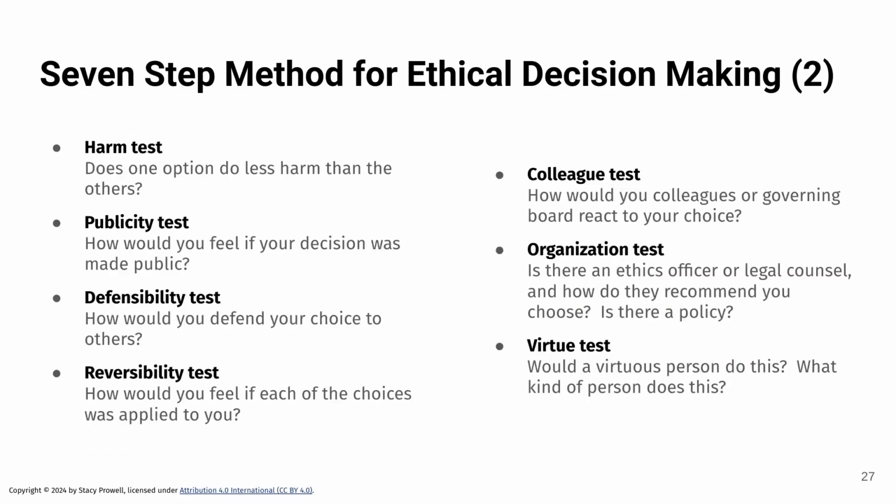So what are the tests he proposes? Well, there are 7 of them. There's the harm test. Does one option do less harm than the others? We talked about this before. The 4 different ethical approaches we talked about all have this notion of treating people well. That's kind of the basis for all of them. Be good to other people because they're conscious creatures just like you are. And so does one do less harm than the others? Okay, that maybe is the one I want to choose, right?